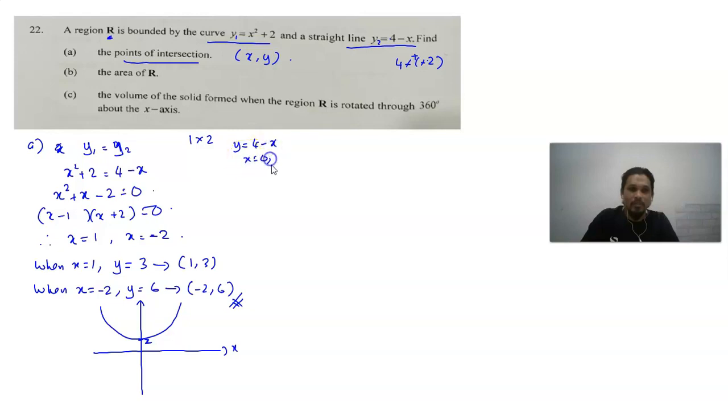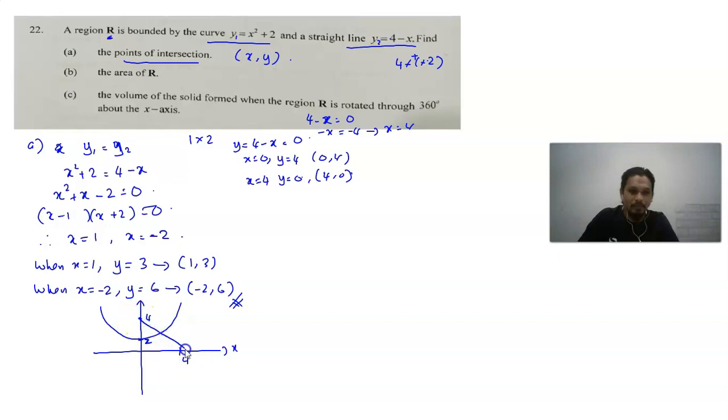So then when x equal to 0, 4 minus 0, y equal to 4, so the point is 0 and 4. And when y equal to 0, 4 minus x equal to 0, then negative x equal to negative 4, then x equal to 4. So the coordinate here is 4, 0. So this is 4 and another 4 here.